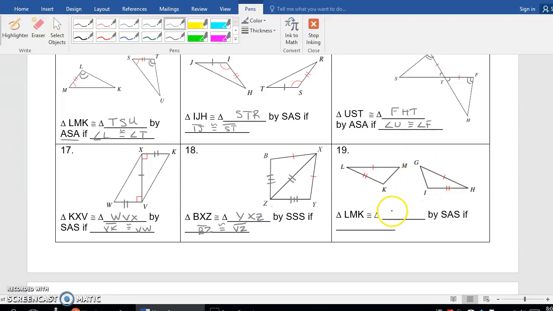And lastly, side, angle, side, we need an angle in between our sides, so we need to know that angle H is congruent to angle L, which means triangle LMK would be congruent to triangle HGI.